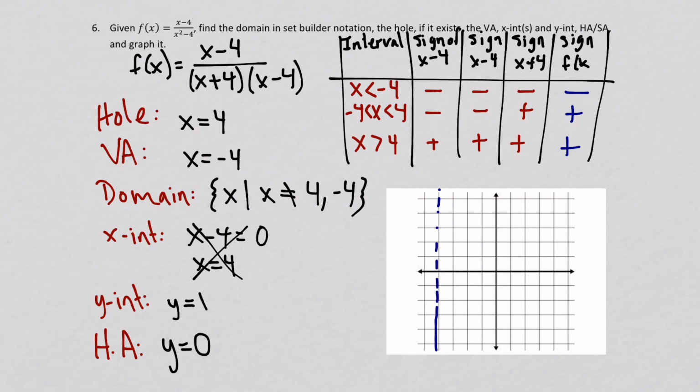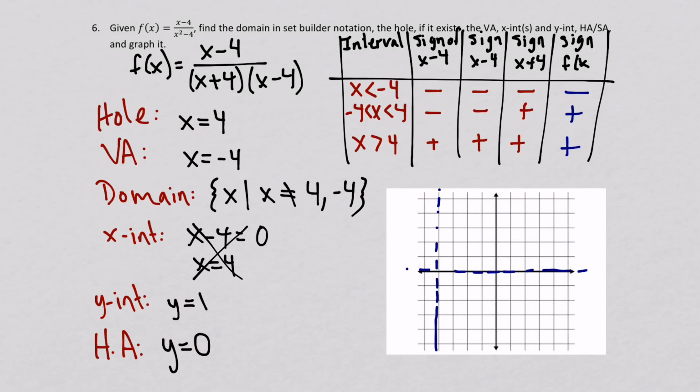A horizontal asymptote at y equals 0. I'm going to draw that. Horizontal asymptote at y equals 0, like that. There are no x-intercepts, but I know that there's a y-intercept at y equals 1. So I'm going to put that one right there.